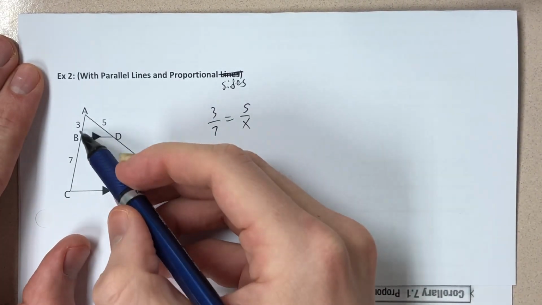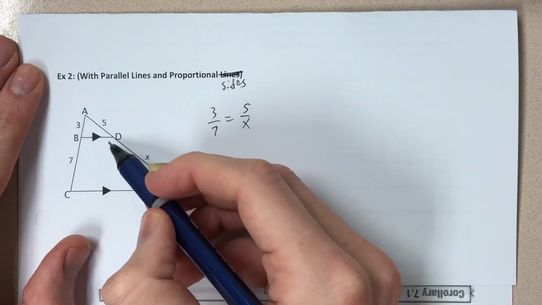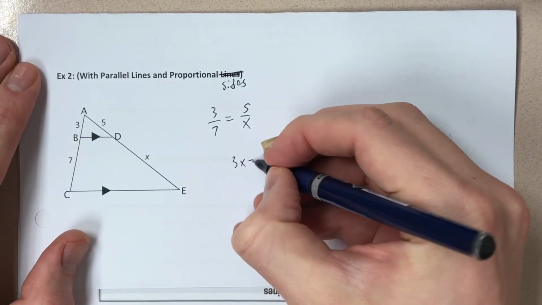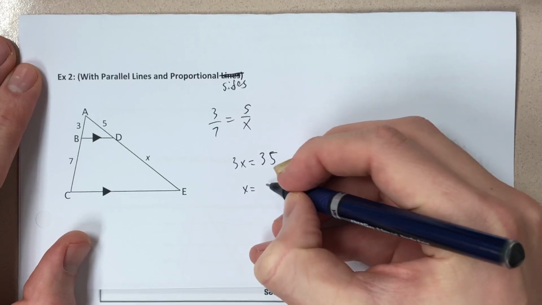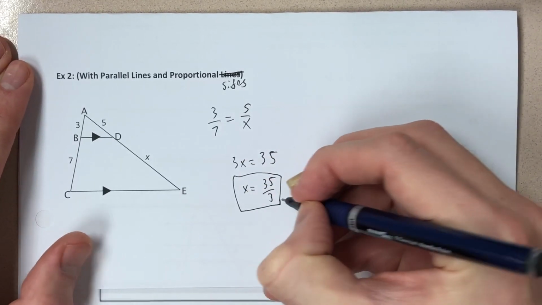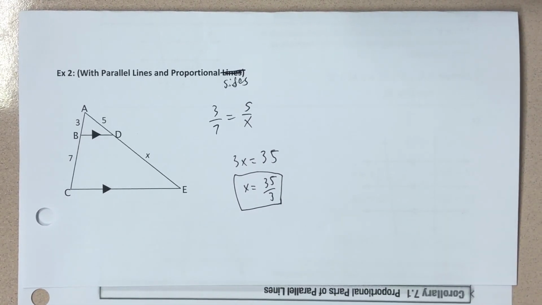Here we have AB, which is part of it, over BC, which is the other part, and AD, which is part of it, over DE, which is part. So now we get 3x equals 35. So x would equal 35 over 3. All right, so we get different things here depending on how this problem is set up.